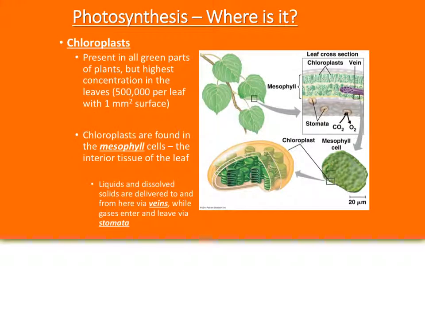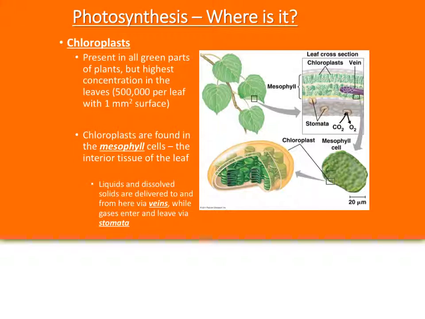Now, at the cellular level, photosynthesis takes place in the organelle called a chloroplast that we saw in Unit 2. Chloroplasts are going to be found in all of the green parts of plants, but they by far are going to have their highest concentration in the leaves of plants. A rough estimate is that you have about 500,000 chloroplasts in a leaf if you look at just 1 square millimeter of its surface. So the number in an entire leaf is almost uncountable.